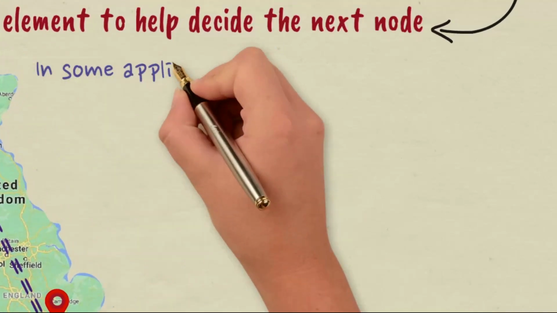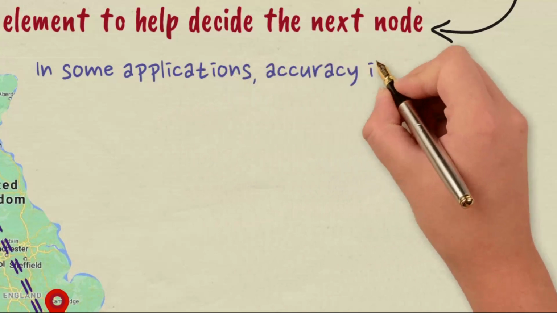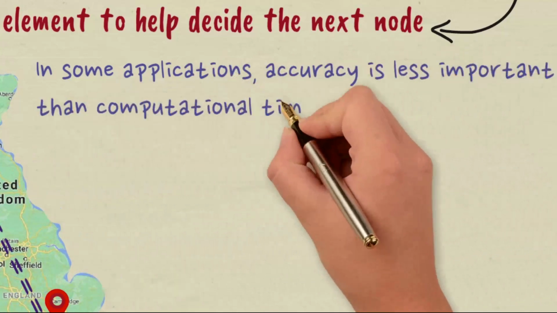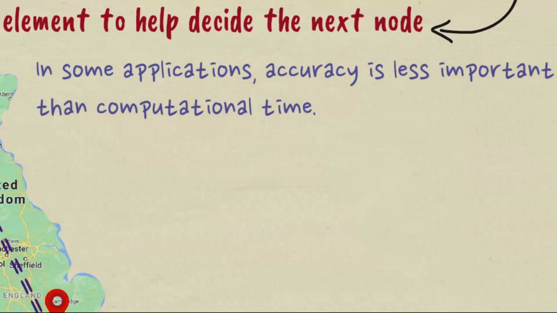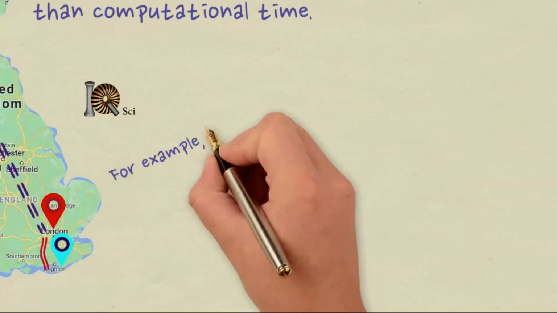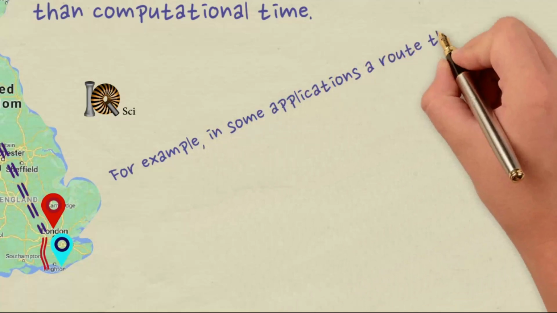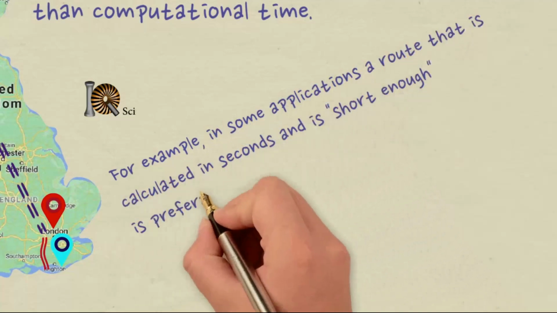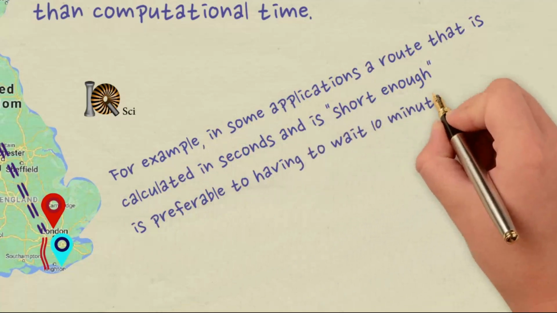The trade-off between speed and accuracy is important. In some applications, accuracy is less important than computational time. For example, in some applications, a route that is calculated in seconds and is short enough is preferable to having to wait 10 minutes for the perfect route.